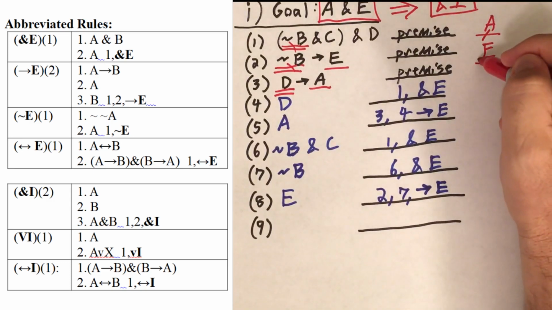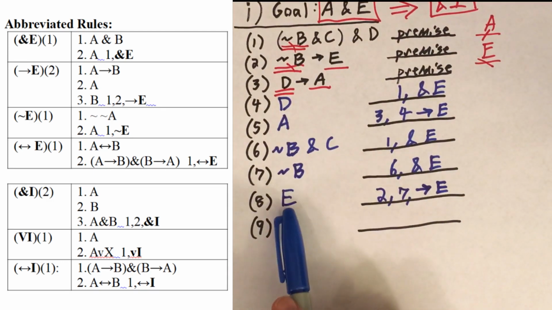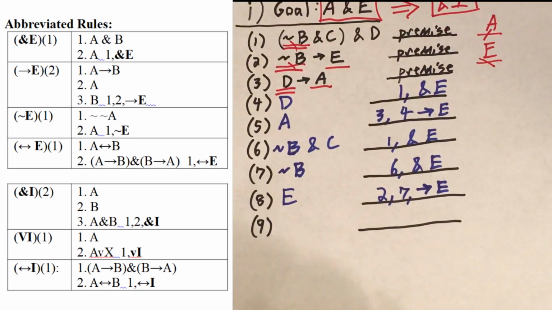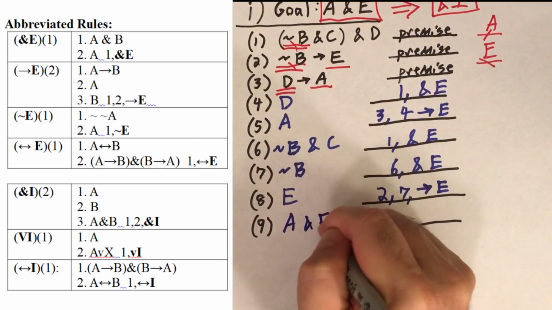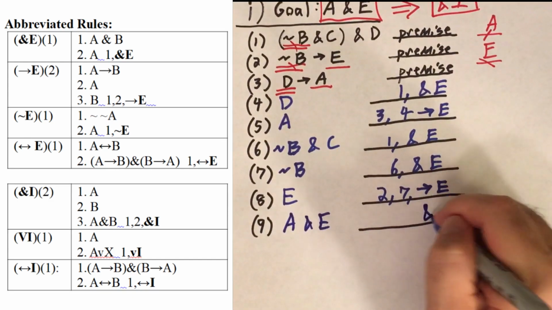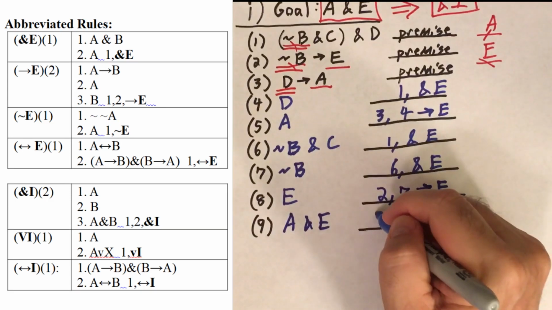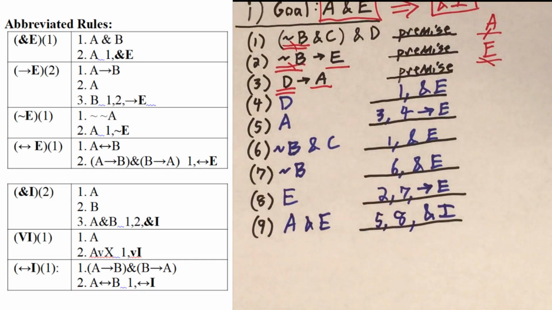So what have I done? I now have my sub-goal, E. A is true, line 5. E is true, line 8. What do I do now? Simply put them together. I now have the sentence A and E. I created a new and introduction by combining line 5 to line 8. That is my final goal. I'm done.